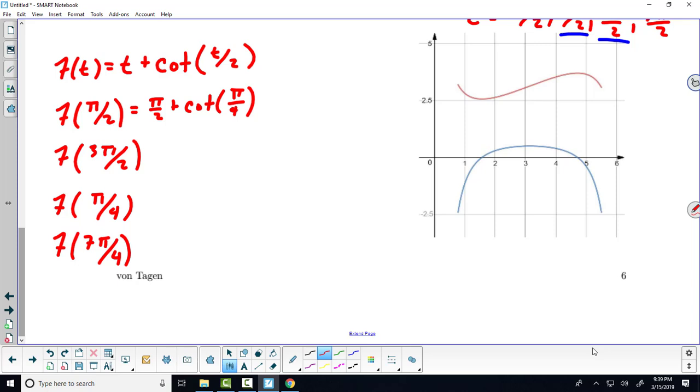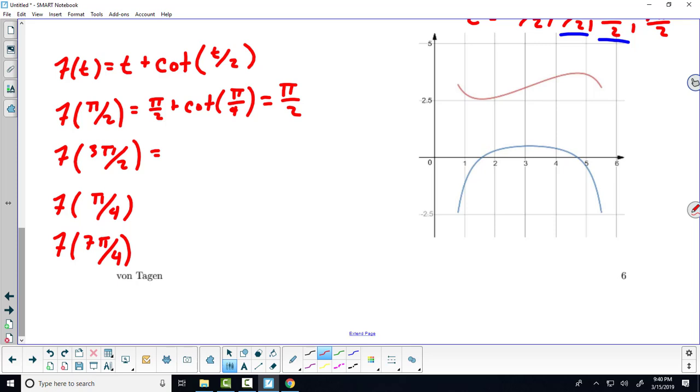Pardon me, folks, I had to calculate a couple of the endpoints here. Let me just pause. Okay, resuming here.